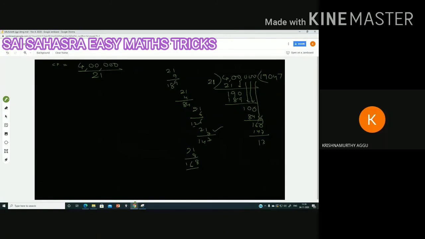If you wanted to take down also, nothing is there. So that is why put a point here. If you are taking the point, then you can put 0. 21, how many times? 130, let us see. 21 six times is 126. 21 seven times is more than 130. So 21 six times I am taking, that is 126. 4 is the remainder.